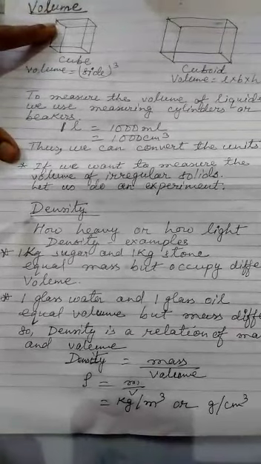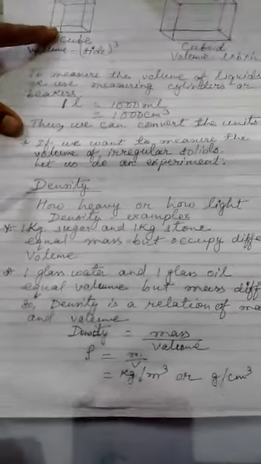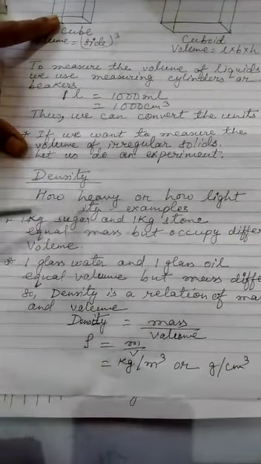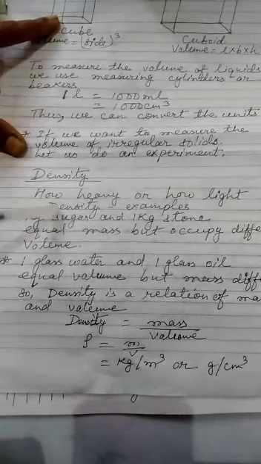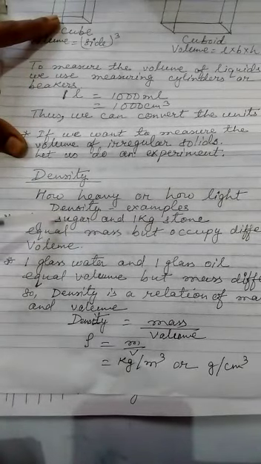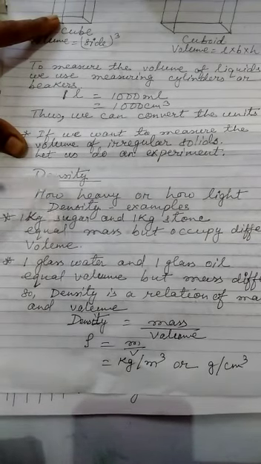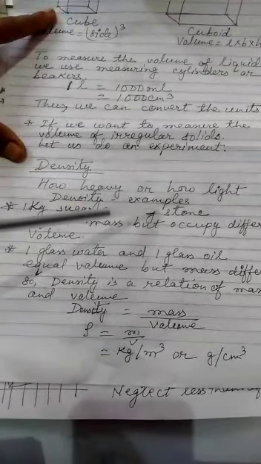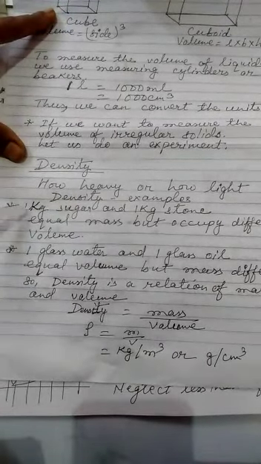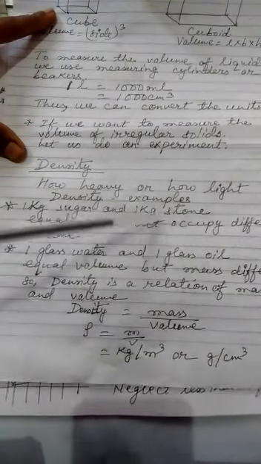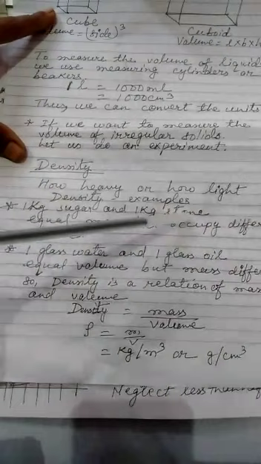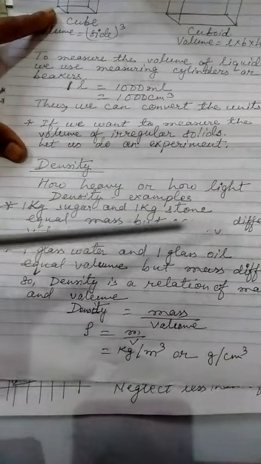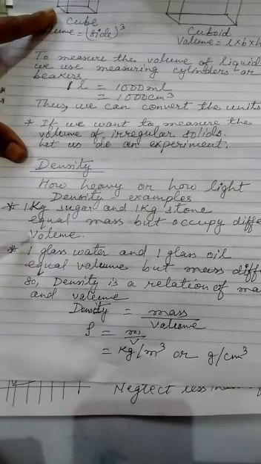Now, let us move to another physical quantity, that is density. What does it mean? It means how heavy or how light an object is. That means the heaviness or lightness of an object is given by density. Let us discuss it by taking some examples. Like, if we take 1 kg of sugar and 1 kg of stone, both are of equal mass. But if you put them in the same container, they will occupy different volume.